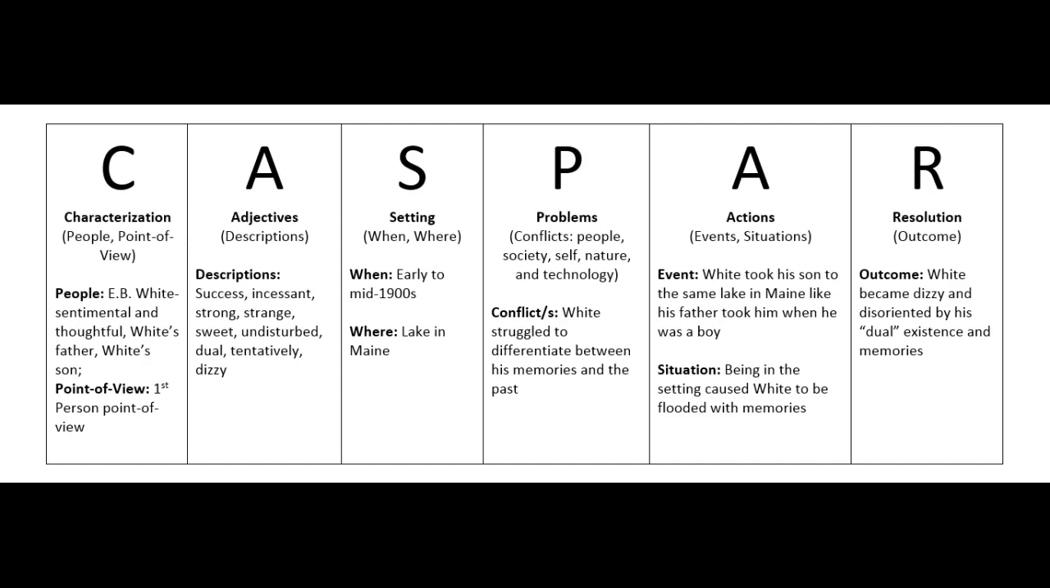Next is the setting. The selection begins in the early 1900s and progresses through the mid-1900s as E.B. White becomes a father himself. Where does the story take place? It takes place on a lake in Maine, the vacation site.